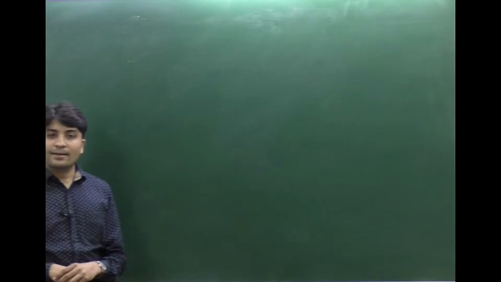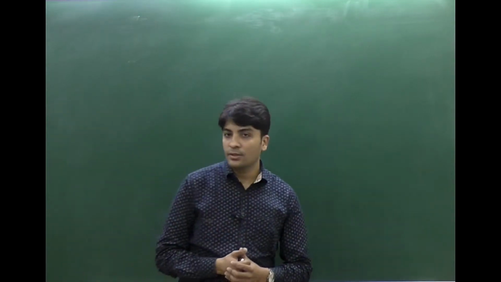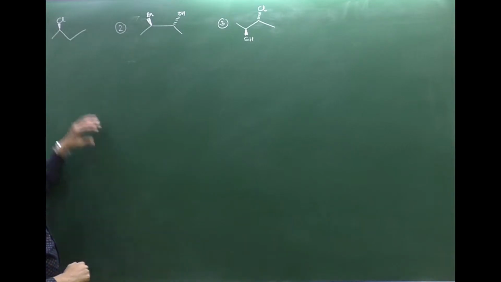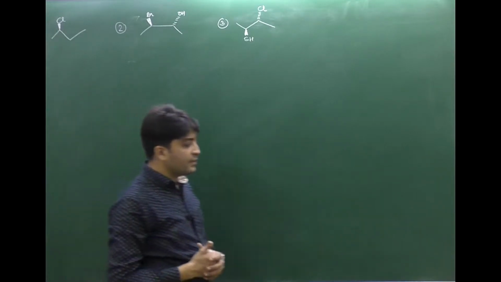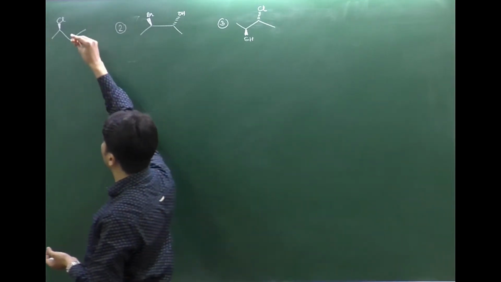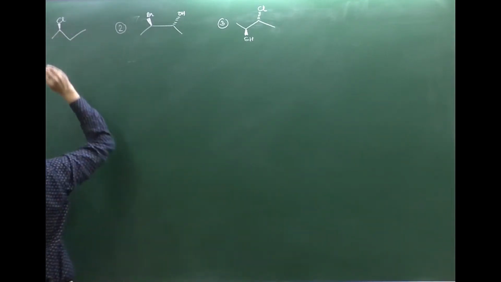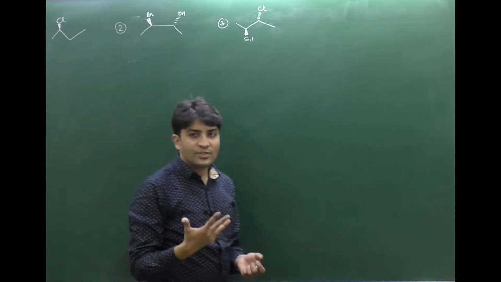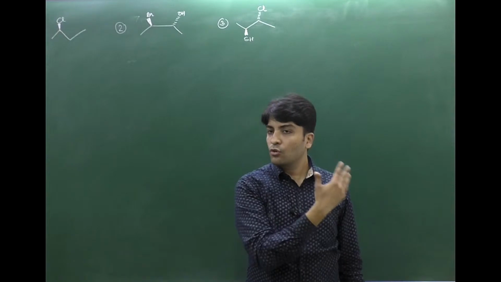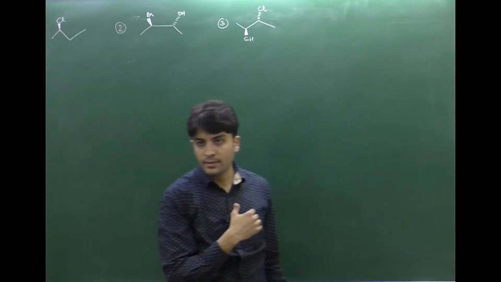Now I'll discuss a few questions which will help you to understand the concept of Fischer projection along with the tetrahedral wedge and dash representation. Okay, so in the first case, how many optical centers do you see? Just one, and that's the second carbon. Now, to represent in Fischer, I had given a simple rule: angle on the right, solid wedge on the right.